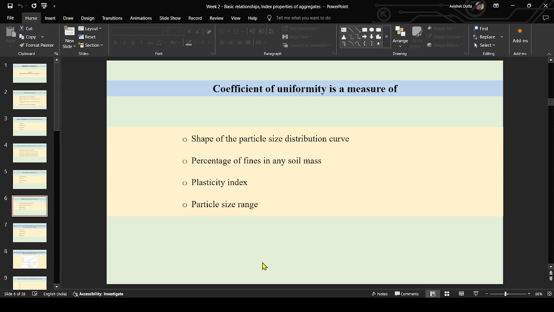Coefficient of uniformity is a measure of. The options are shape of the particle size distribution curve, percentage of fines in any soil mass, plasticity index, or particle size range.